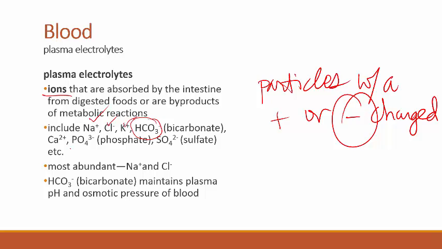Sulfate, SO4 2 minus. So don't bother to memorize these names for bicarbonate and phosphate and sulfate. I don't need you to memorize their formulas. I just want to give you a sense of it all. The most abundant of the plasma electrolytes are sodium and chloride. And bicarbonate ion is really important because it maintains osmotic pressure of blood. It's big enough that it can't leave the blood. And it also can regulate pH.